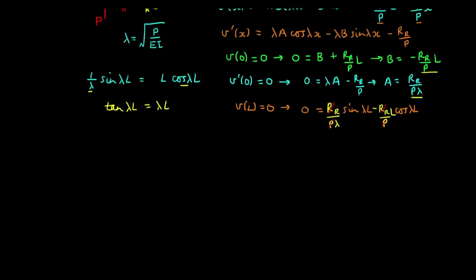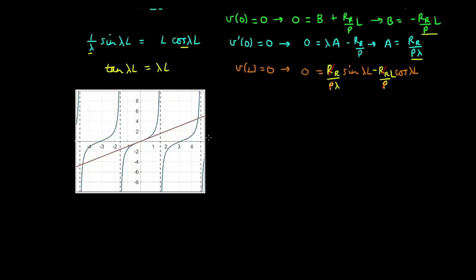And now we can plot this. So we have lambda L on the x-axis, and this here is tan lambda L, and this here is lambda L. We're looking for the smallest positive value of lambda L that satisfies this equation, and that's 4.493, which you can obtain numerically.